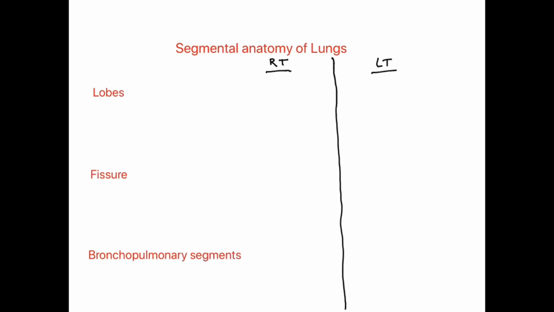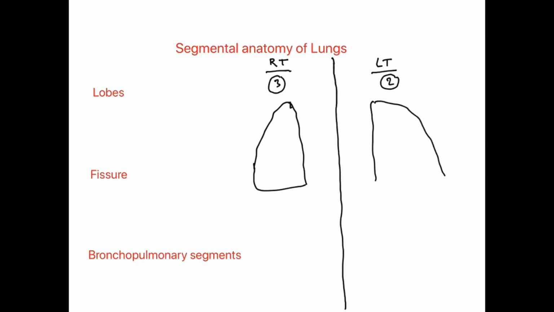Now coming to the topic for today. Lungs are divided into 5 lobes: 3 lobes in the right lung and 2 lobes in the left lung. So this is the right lung and this is the left lung. The right lung is divided into 3 lobes with the help of 2 fissures.